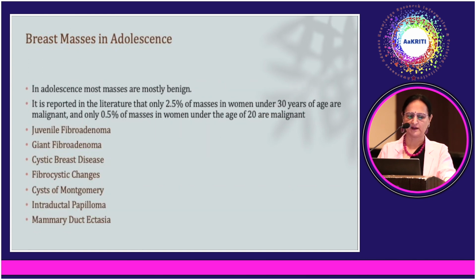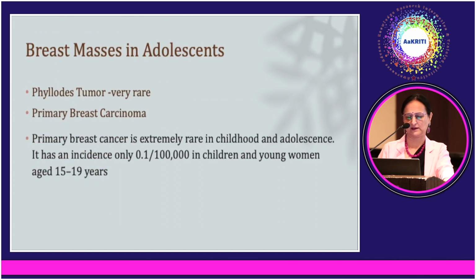This is finishing. So breast masses in adolescents are very rare, and in adolescents most cases are benign, and all these tumors are very, very rarely seen. It is reported in literature that only 2.5% of masses in women under 30 years of age are malignant, and only 0.5% of masses in women under the age of 20 are malignant.